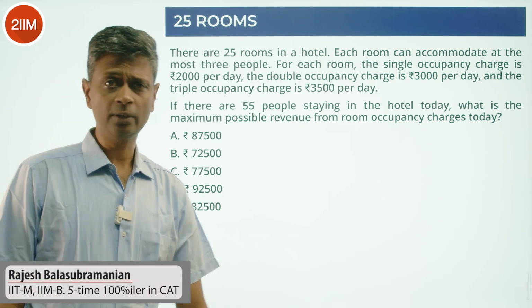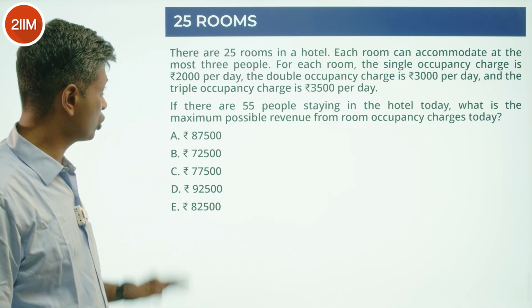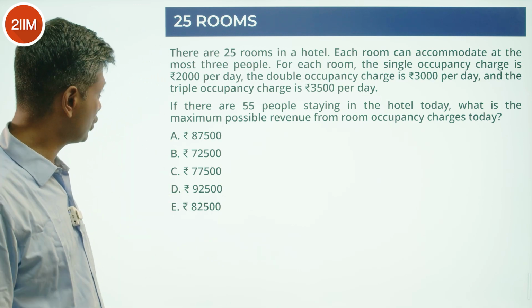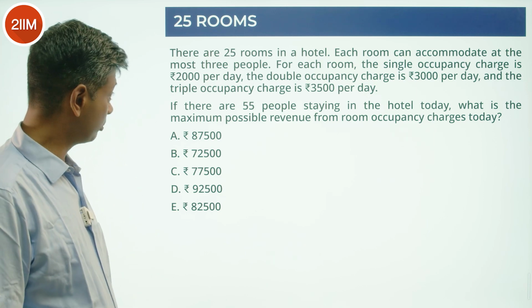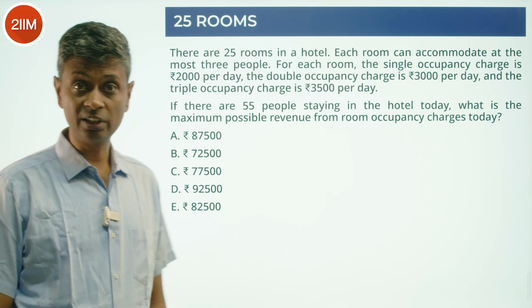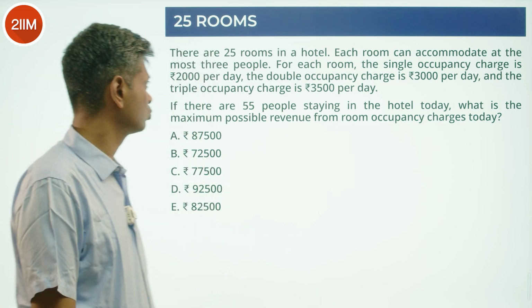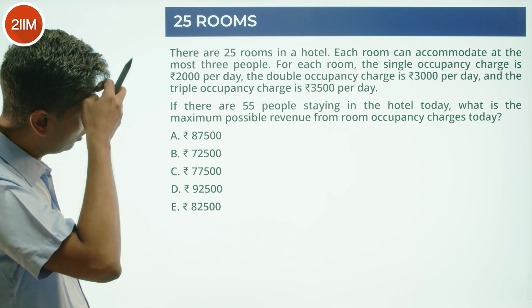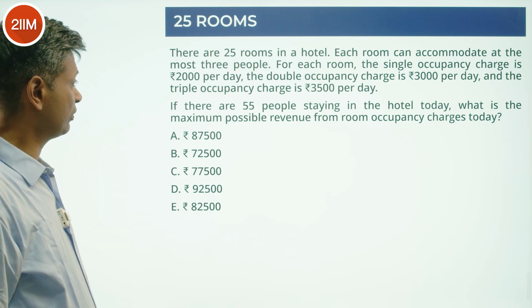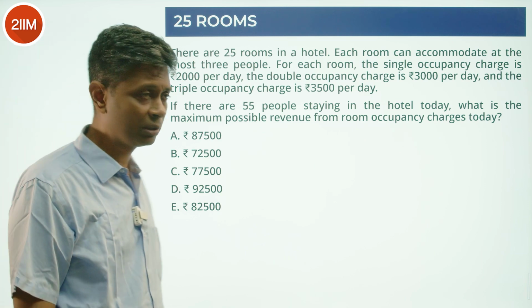There are 25 rooms in a hotel. Each room can accommodate at the most 3 people. For each room, the single occupancy charge is 2,000 per day. The double occupancy charge is 3,000 per day, and the triple occupancy charge is 3,500 per day. If there are 55 people staying in the hotel today, what is the maximum possible revenue from room occupancy charges today?